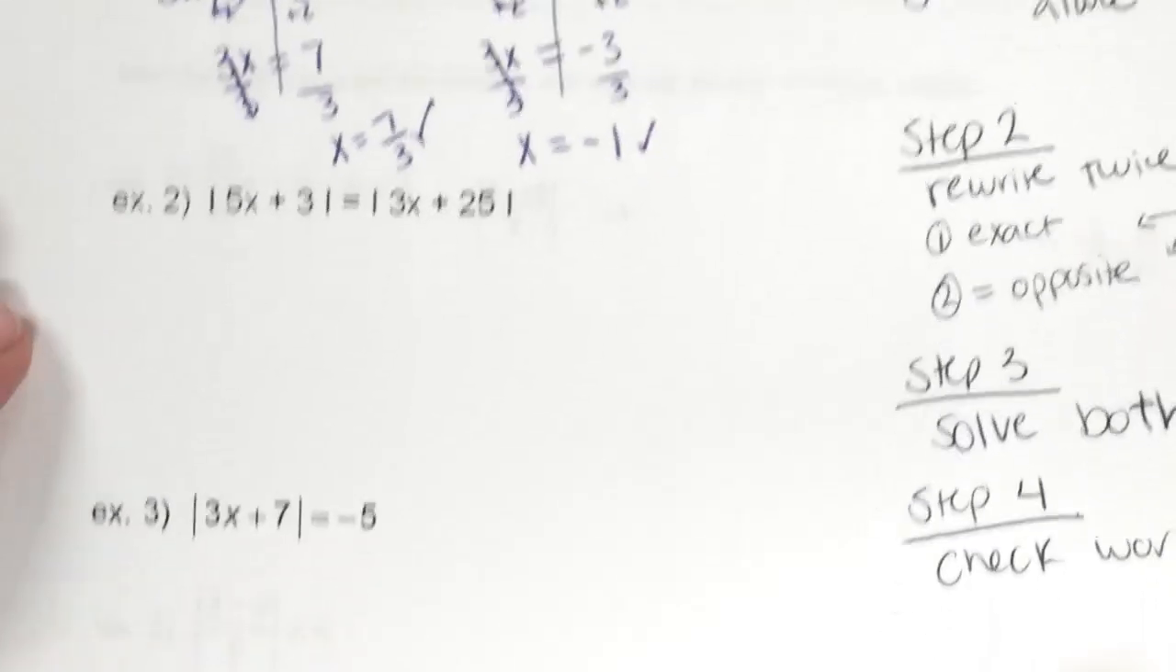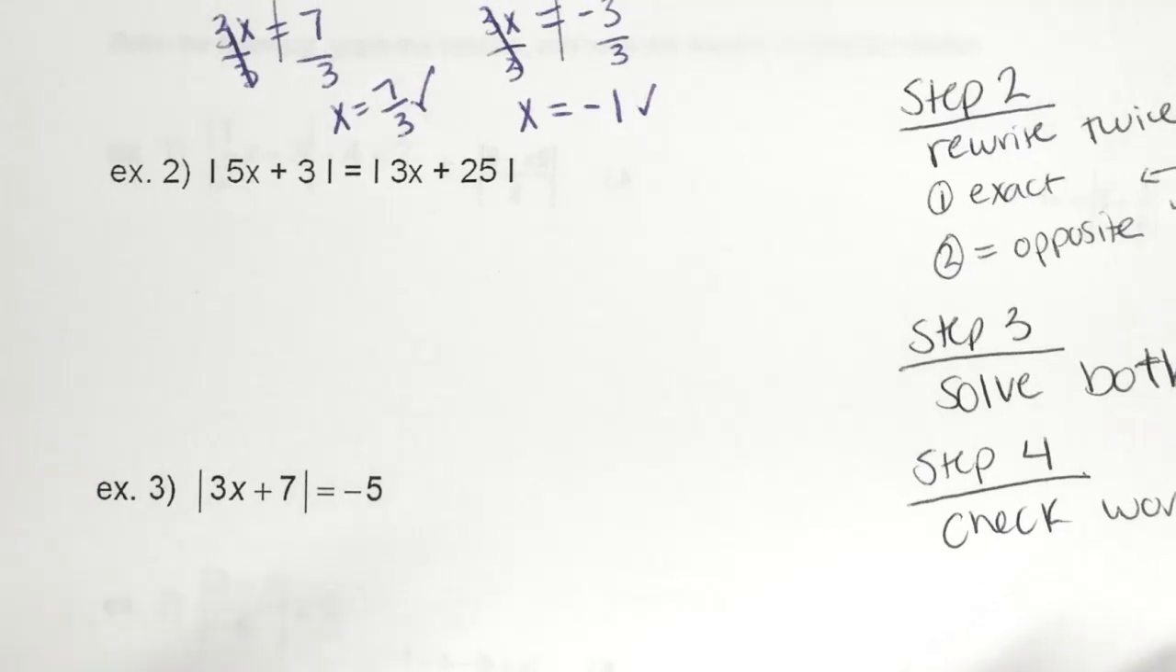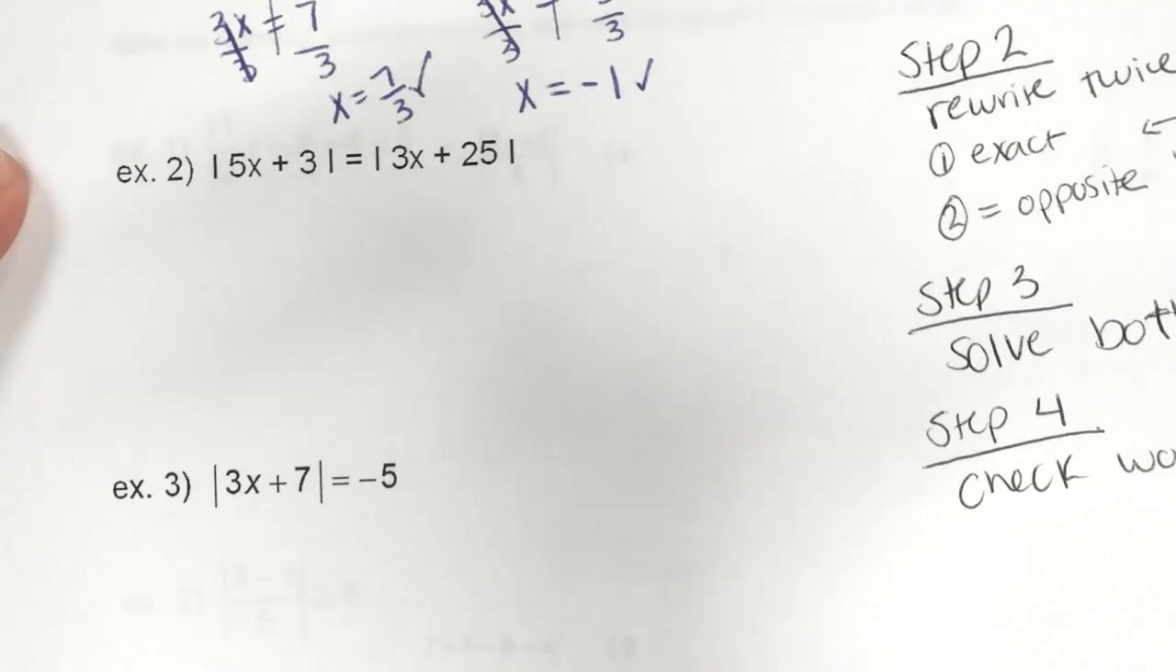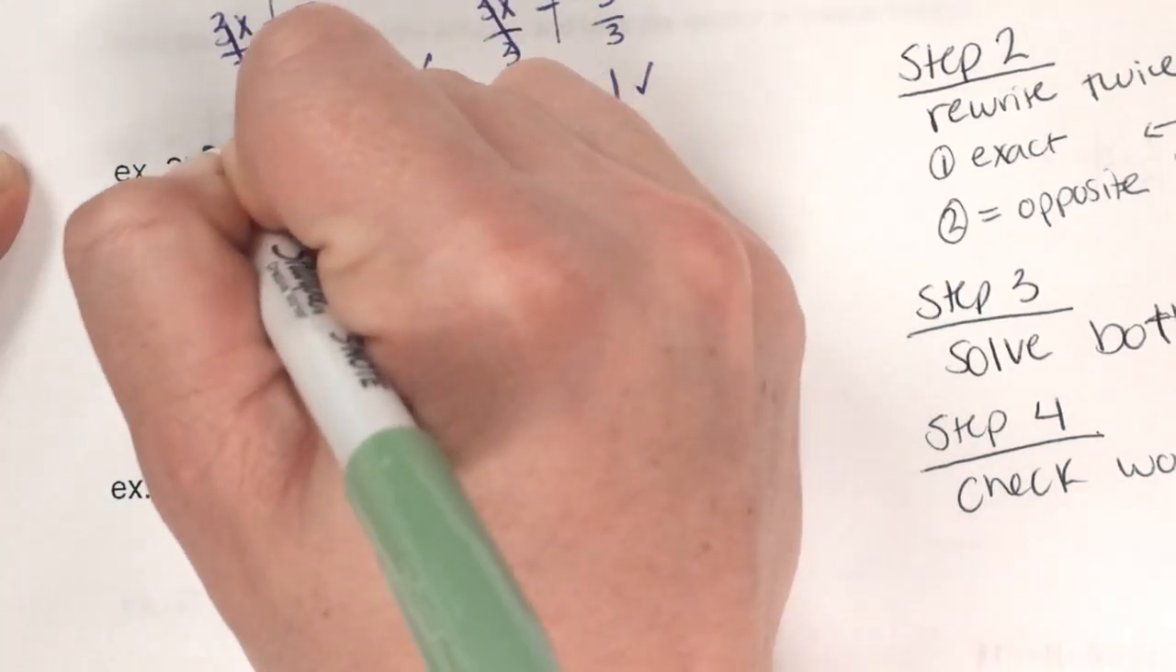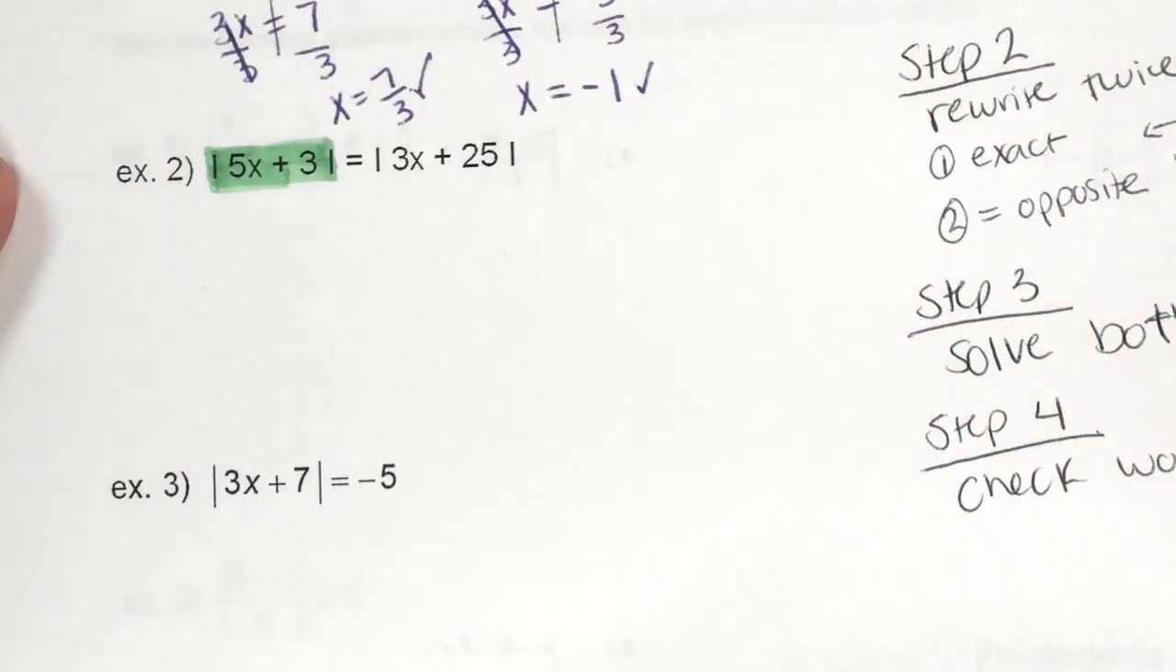Okay, number 2. Number 2 is weird. If you have more than one absolute value, we're just going to focus on one. I always pick the one on the left because that's where I want to focus. I don't know. You can pick the one on the right. Doesn't matter. So I'm going to focus on the left. Is the absolute value on the left alone? Yeah. Okay, so then we're going to rewrite it.